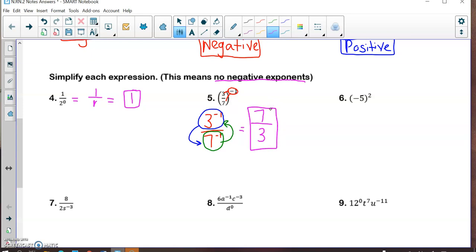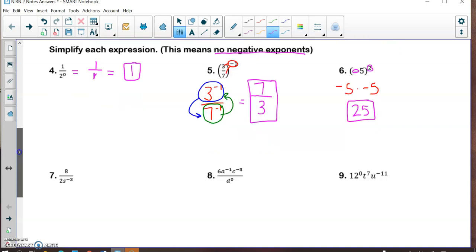That's it. All right, number 6, what we're going to do here: -5 squared is the same thing as a -5 times a -5, because the negative is in parentheses, so it does attribute to the squared. It attaches to that exponent. And a -5 times a -5 is a positive 25.